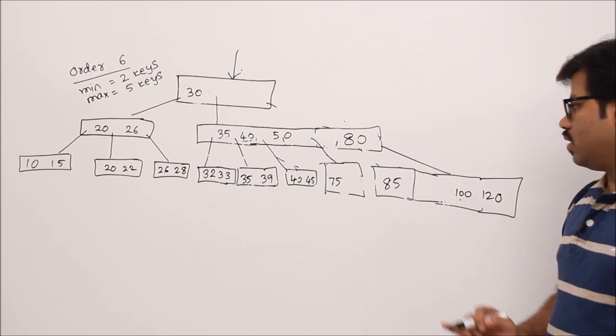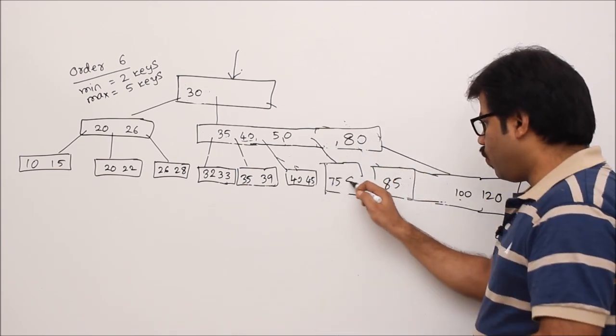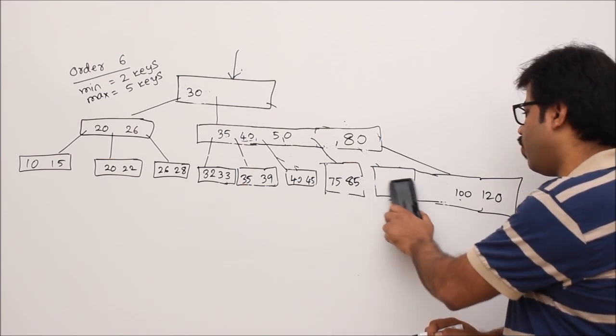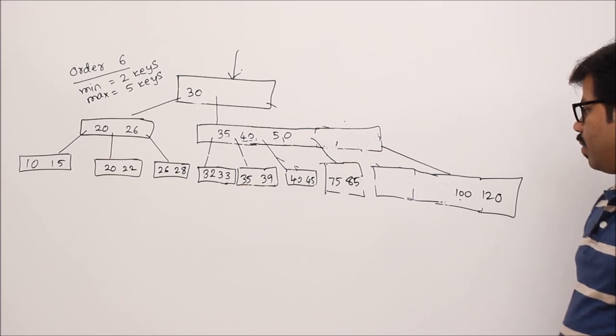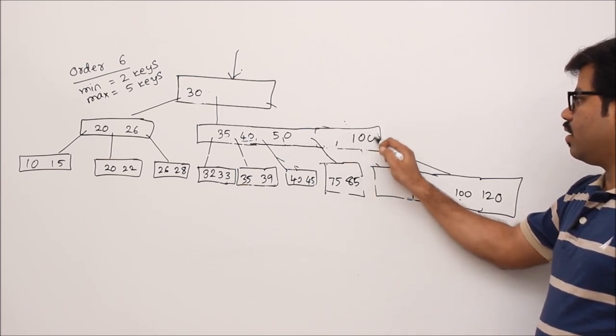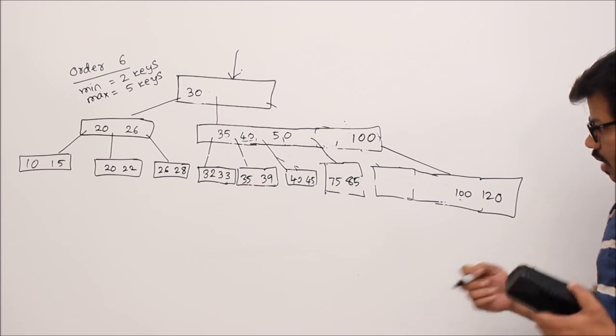We try to move. Then 85 will be moved. Then there is no problem from the right side, but the anchor should be removed. The proper anchor we have to keep. So what is the proper anchor? 100. Yes, successful. Now we keep deleting.